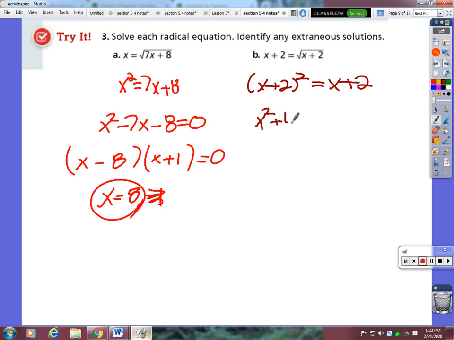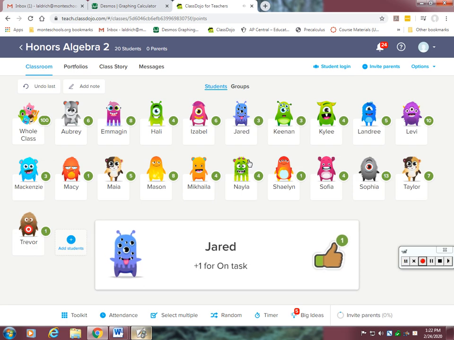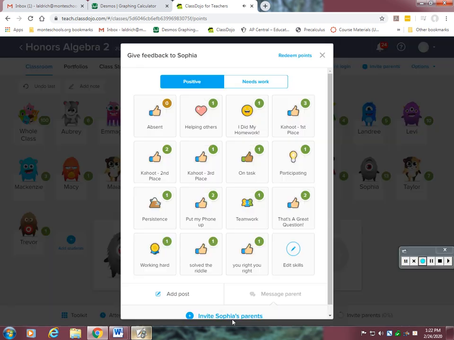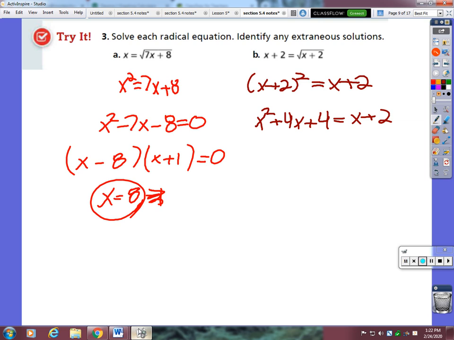X squared plus 4x. Perfect. X squared plus 4x plus 4 equals x plus 2. So again, you can write x plus 2 times x plus 2 and then do first, outside, inside, last. Or you can say this thing squared, multiply them together and double it, this thing squared. Get the same place no matter which path you take. Okay, then Sophie, what do I do from here? Okay, so what does that leave me with over here? X squared plus 3x plus 2 equals 0.